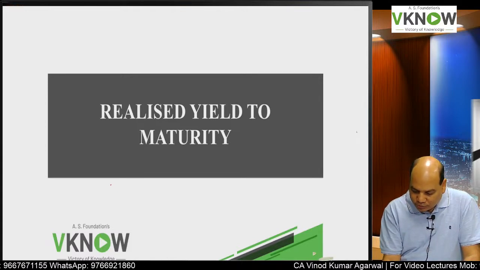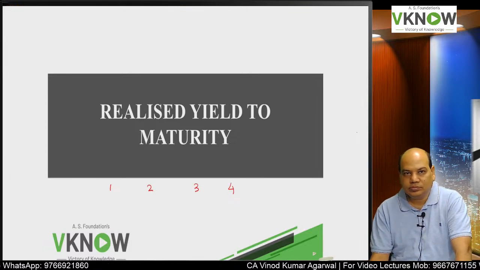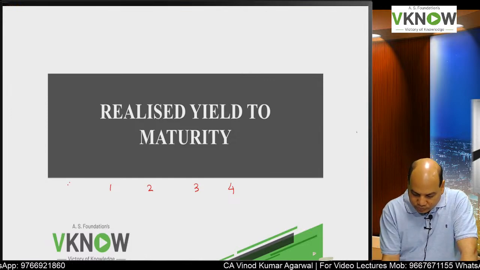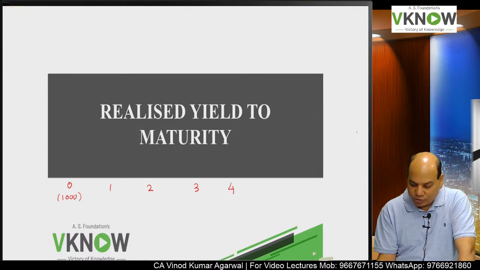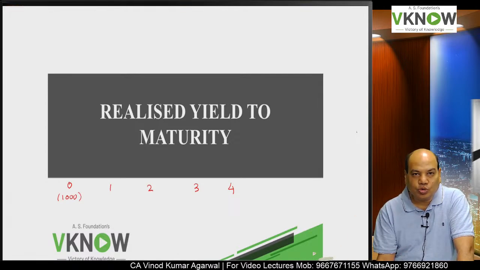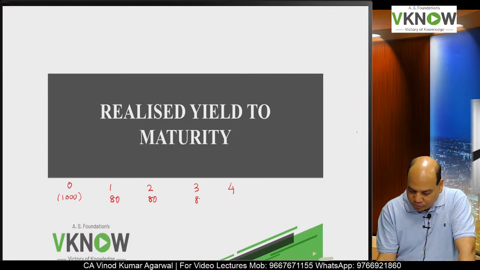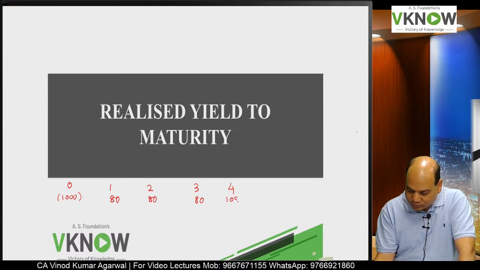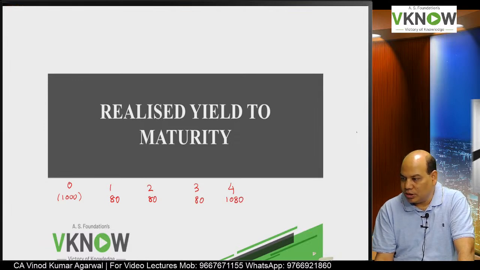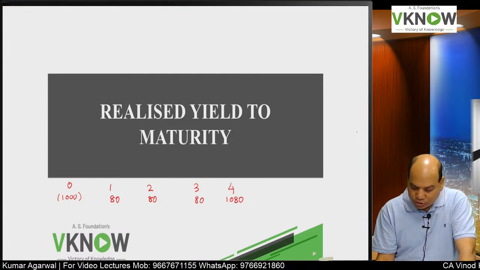In realized yield to maturity, what we will do? Suppose there is a bond. Maturity period is 4 years. In year 0, we are going to invest some amount, let us say 1000 rupees. And this bond will generate cash flows over the 4-year period. Let us say the bond will generate a coupon of 80 rupees, 80 rupees, 80 rupees, and in the 4th year the bond will produce 80 plus 1000. We have to find realized yield to maturity.